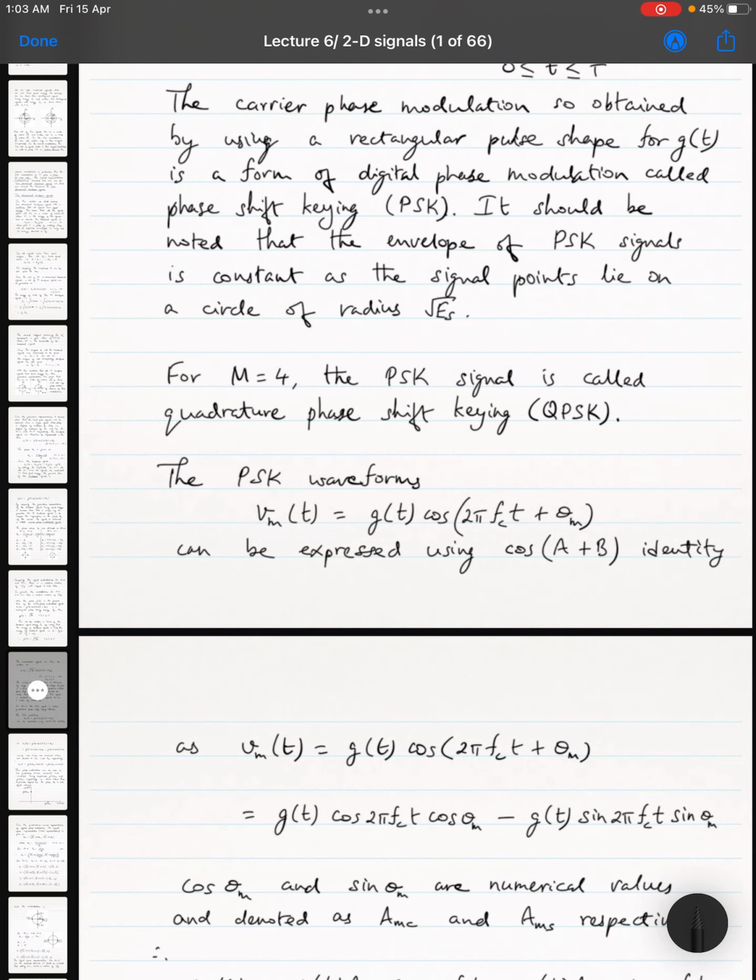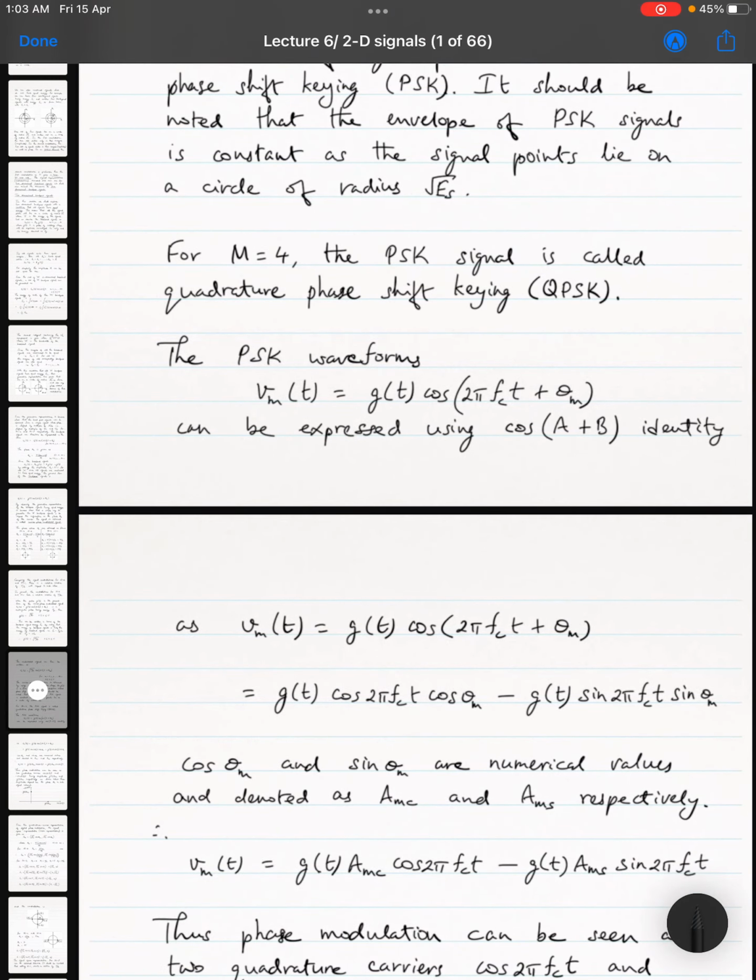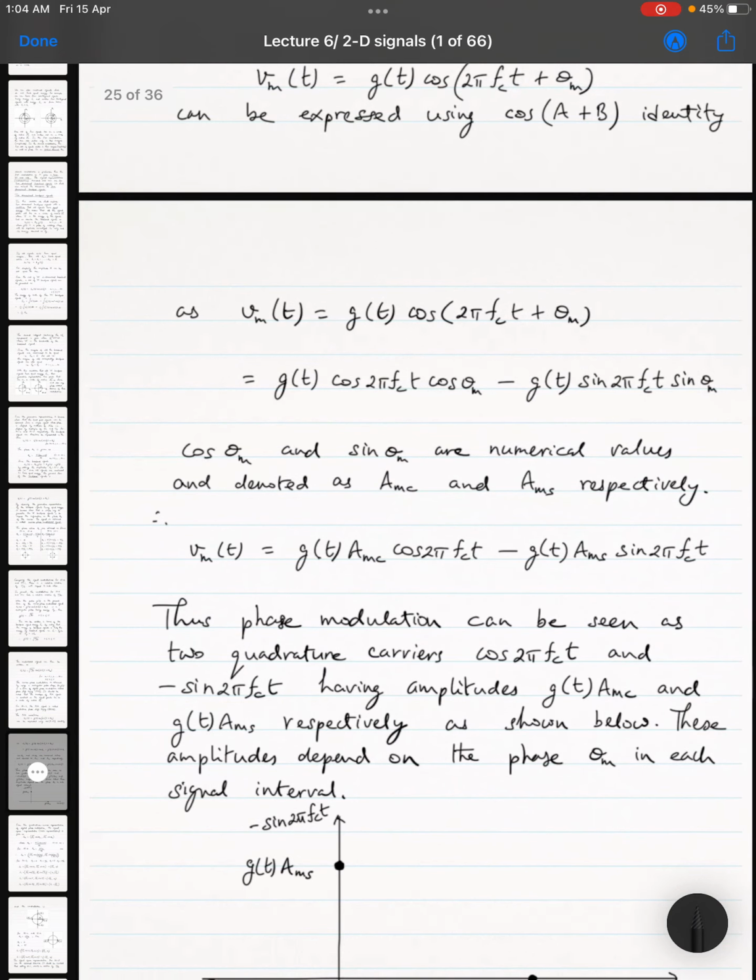And clearly in this expression, g of t is our pulse, which is the baseband pulse of unit amplitude. Cosine theta m and sine theta m are simply going to be some numbers depending on the value of theta that we have. Cosine theta will be a certain number and sine theta will be a certain number. So this number is not a function of time, so we'll simply call cosine theta m as AMC. That means the amplitude of the cosine component that multiplies g of t, and AMS will be the amplitude corresponding to the sine component that multiplies g of t. So we have AMC as cosine theta m and AMS as sine theta m. So we just substitute that in our expression.